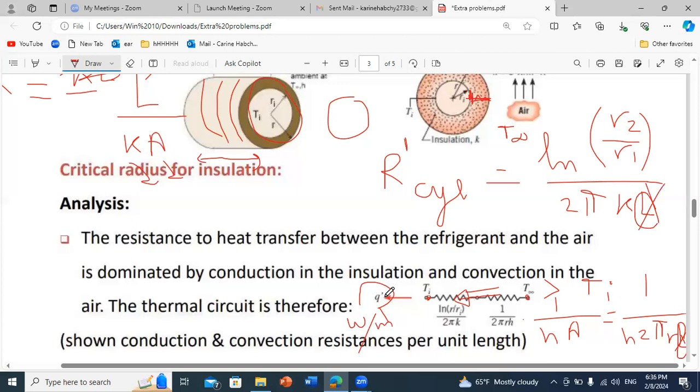Now, our purpose, as we said, is to optimize the resistance. Whenever you have resistances in series, the total resistance will be the summation of both. So R prime, which corresponds to unit length, is ln of R outer over R inner over 2 pi k, plus 1 over 2 pi R h.